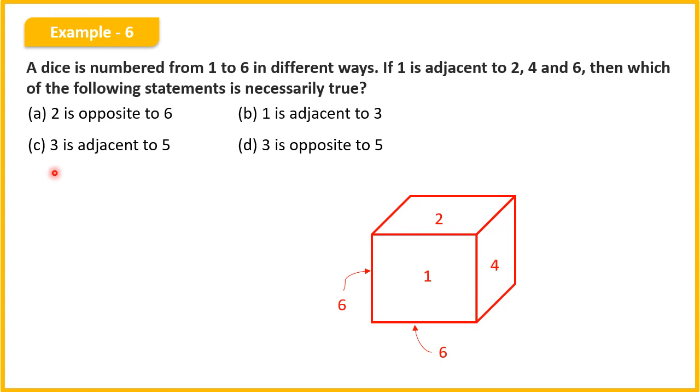If we exercise the C option, जहां बोला है 3 is adjacent to 5, this can be 100% true because अगर 1 के adjacent में 2, 4 और 6 आ गए तो बचे हुए दो faces 3 and 5 will be adjacent to each other. They can never be opposite to each other. So option C is the right answer.